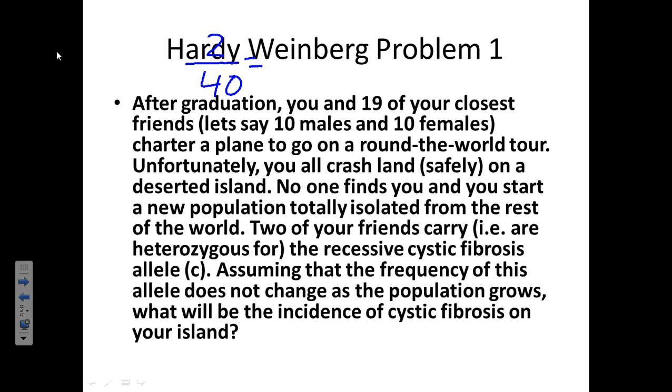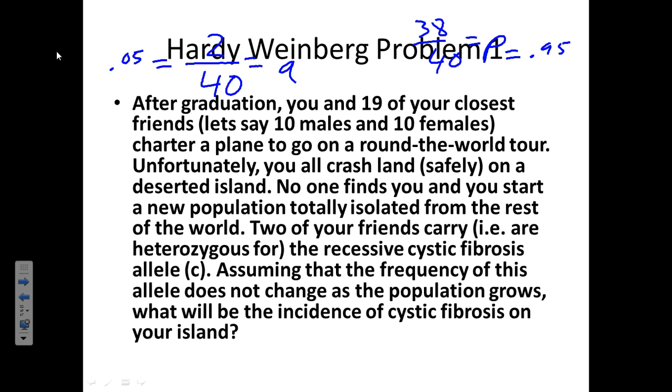So 2 out of 40, that represents what variable? Q, right? The frequency of the recessive allele. That's Q. And 38 out of 40, that's P. That's not cystic fibrosis. That's normal, right? So let's convert those to decimals. 2 divided by 40. That's 0.05. That's 0.05. This has to be what? 0.95, right?